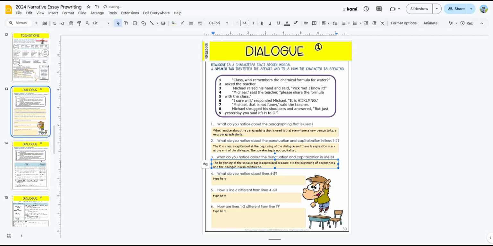There you go. Number 4, what do you notice about lines 4 and 5? Alright, 4 says, "Michael," said the teacher, "please share the formula with the class." Oh, I notice that the speaker tag is in the middle of the dialogue.